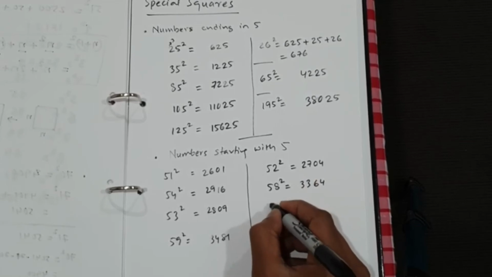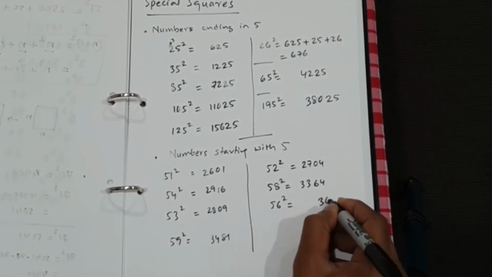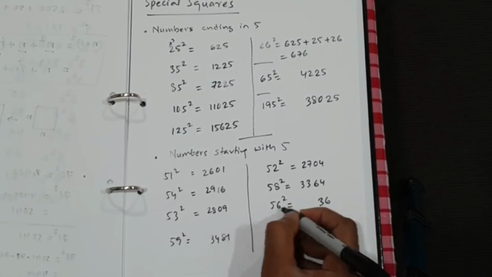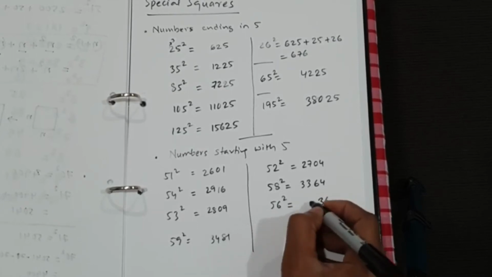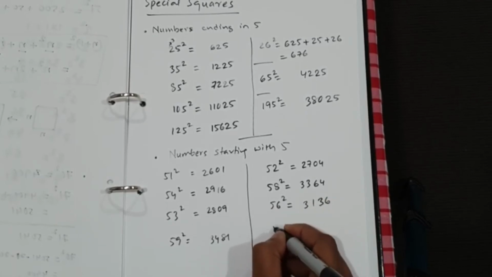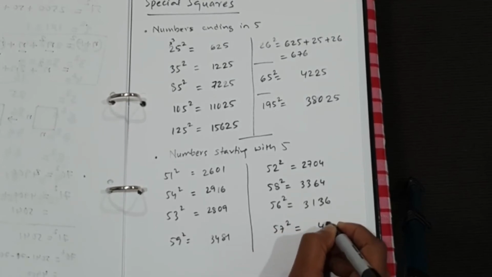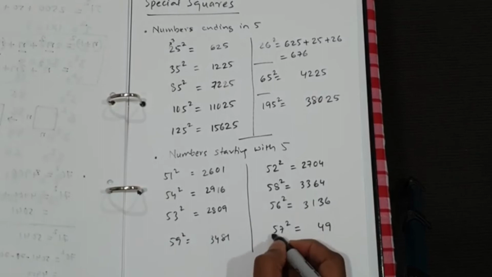What are we left with? 56 squared: 6 squared is 36, and we have 25 plus 6, 31. Anything else? Maybe 57 as well. 7 squared is 49, and this is 25 plus 7, 32.